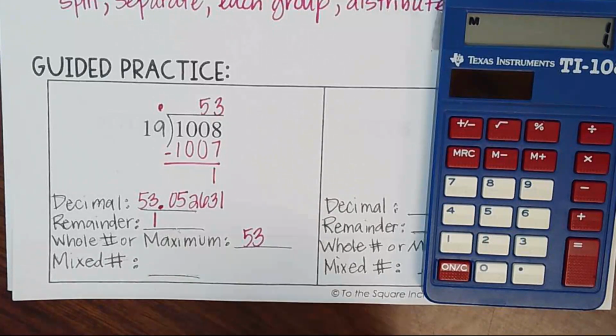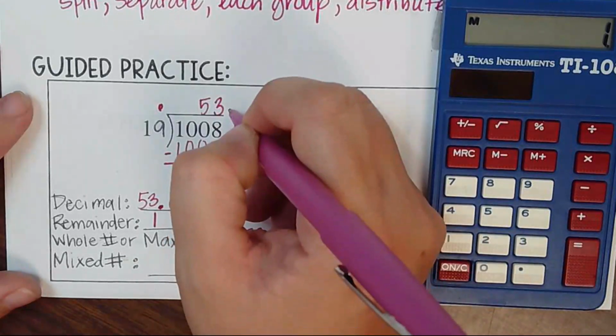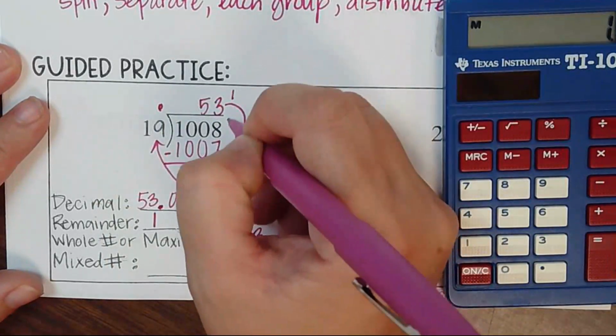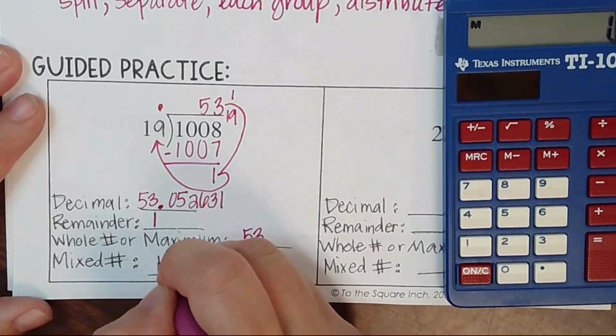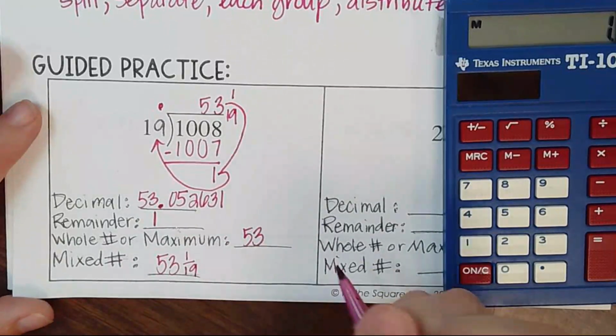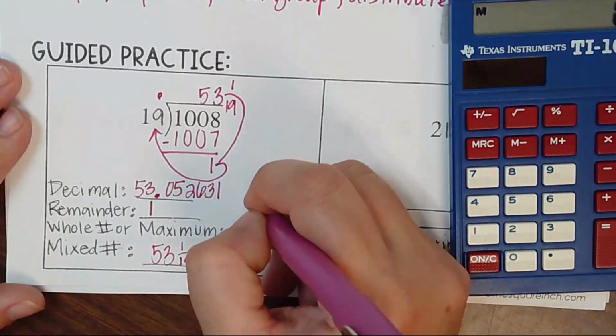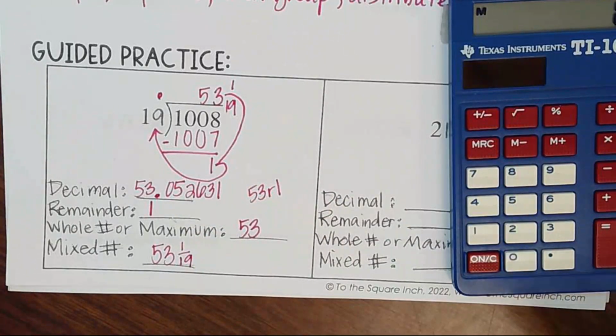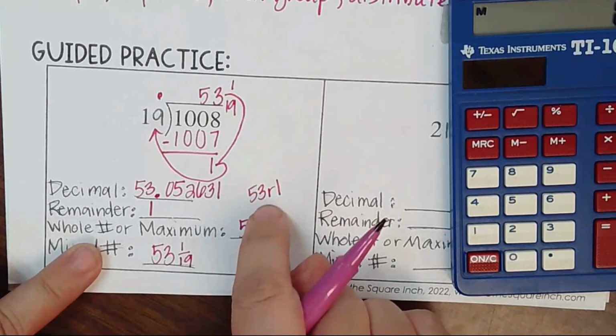So now our mixed number is 53, remainder of 1/19 is our mixed number, so 53 and 1/19. First block asked me, Miss Jones, could we answer it this way as well? 53 and a remainder of 1. That's how you answered it last year and in 4th grade. So yes, that could be written like that, okay?